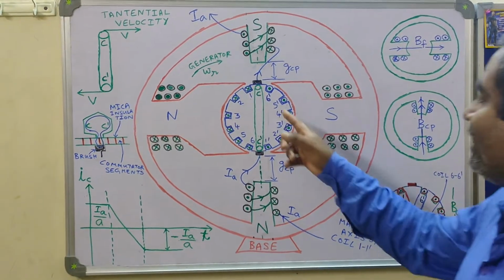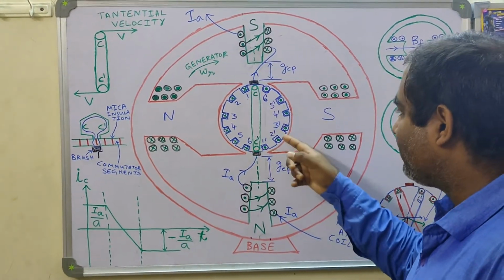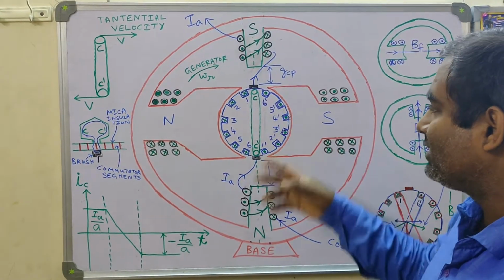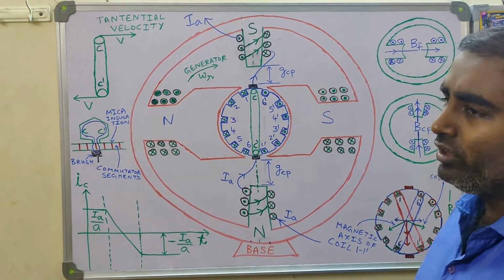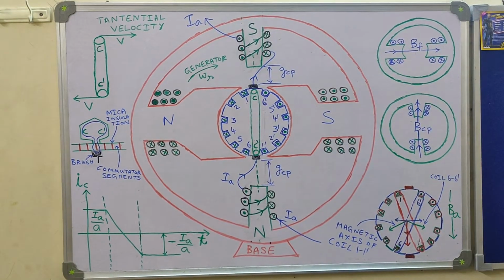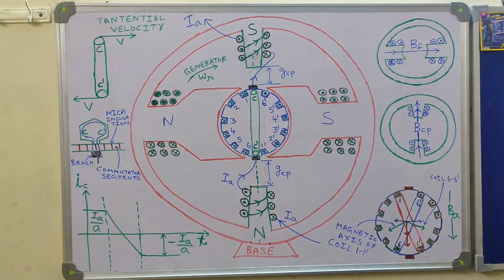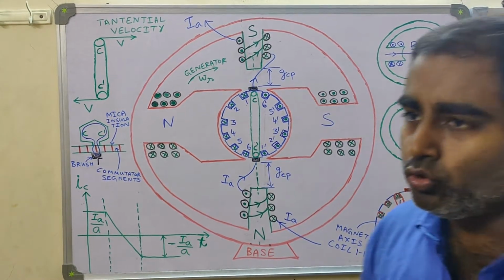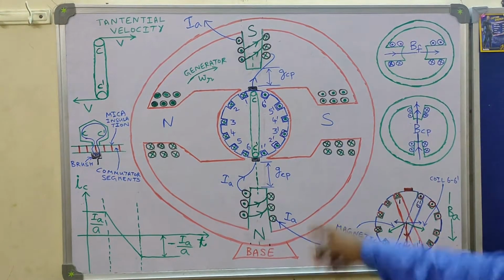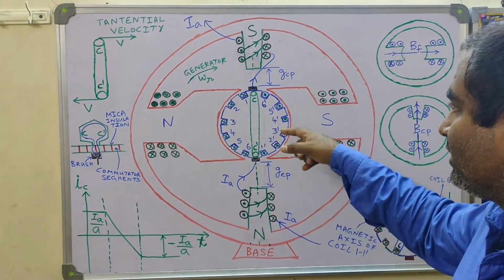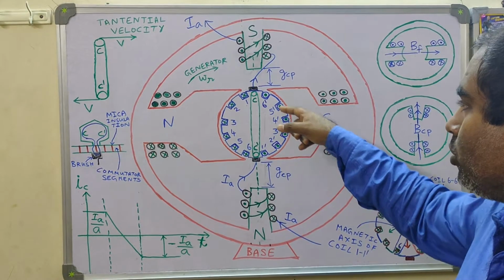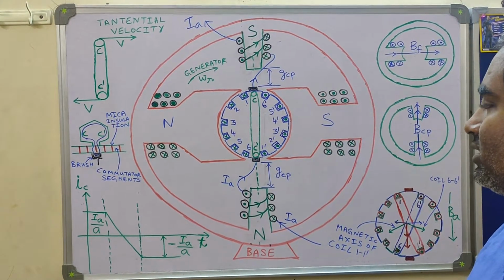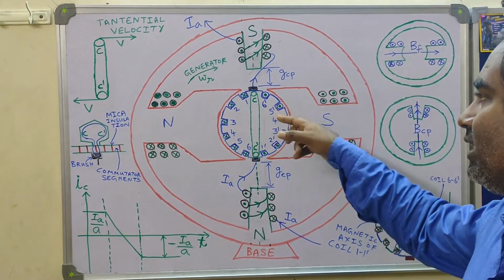Now I have indicated 12 slots in the armature core, and I have assumed that the armature core has an armature winding of single layer type. So I am assuming single layer winding. If it is single layer winding, and you know that a coil has two sides, obviously 12 slots on the armature core can accommodate 6 coils, since we have assumed single layer winding.